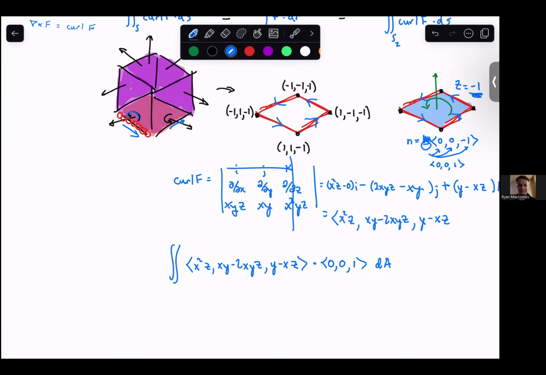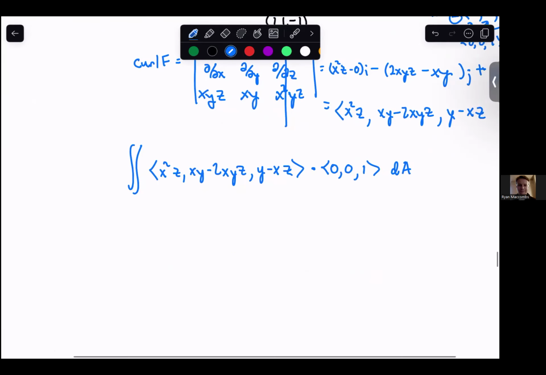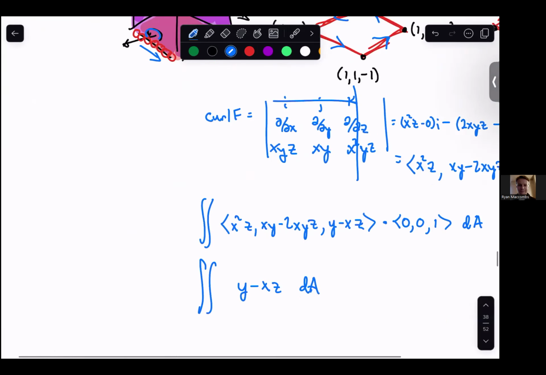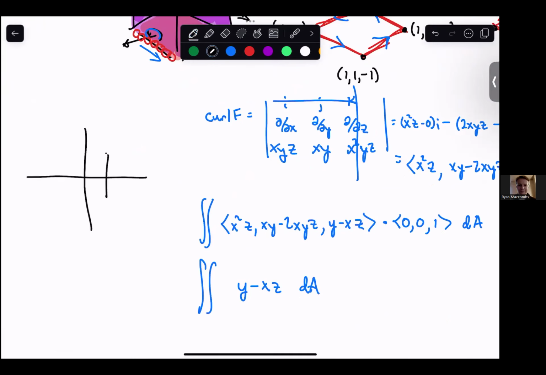All right, so let's go ahead and evaluate this dot product. Well, those two zeros really help, and we're just going to have y minus xz. And again, now this is a regular old dA here. It's no longer dS, it's dA. So we're doing a two variable integral, x's and y's. And so if I was to smush my surface into the xy plane, it would look very, very similar. But now instead of all those z coordinates being -1, they're going to be 0 because we're in the xy plane.